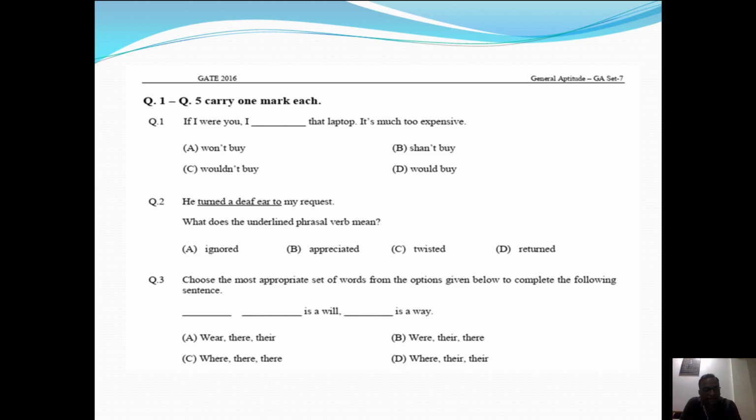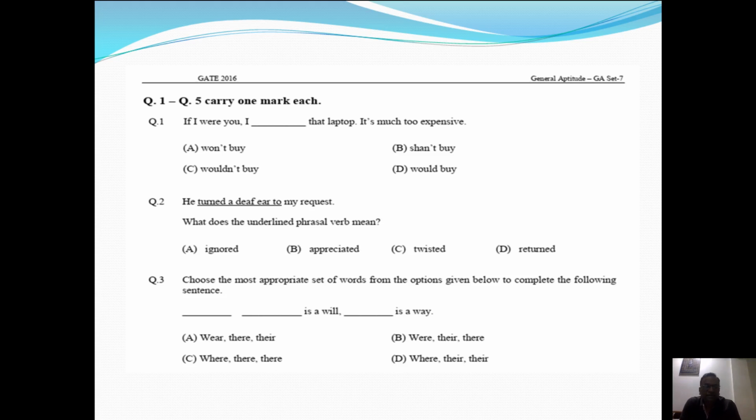So the answer is, he turned a deaf ear to my request. What does the underlined phrasal verb mean? Option A, ignored. Option B, appreciated. Option C, twisted. Or option D, returned. The correct answer is ignored. The meaning of turning a deaf ear is ignored.